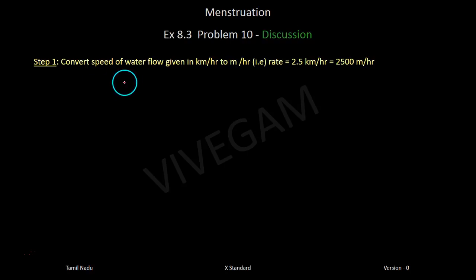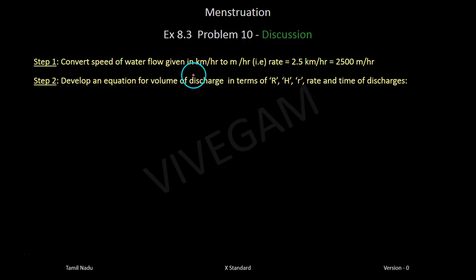Step 1. Convert the speed of water flow given in kilometers per hour to meters per hour. The rate is 2.5 kilometers, that is 2500 meters per hour. And that applies to the diameters also. Please note that also. The diameter of the tank needs to be converted to radius, and the diameter of the pipe is given in centimeters. That needs to be converted to meters, and then radius must be taken.